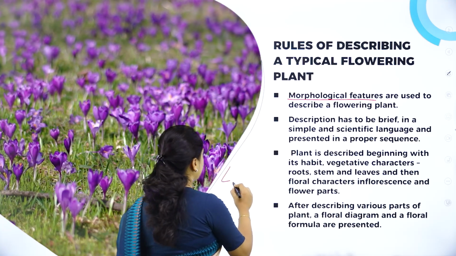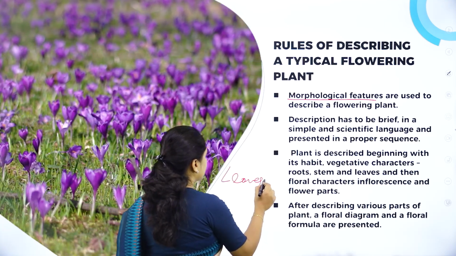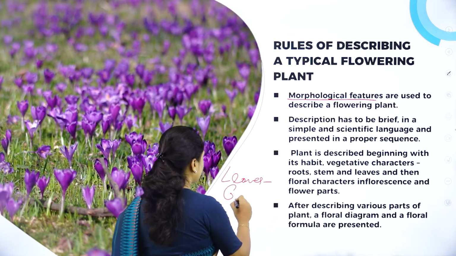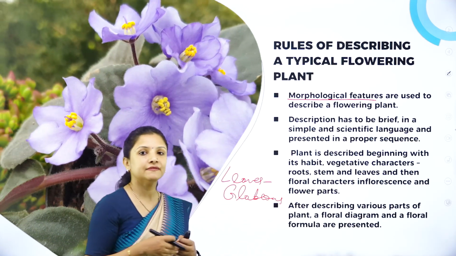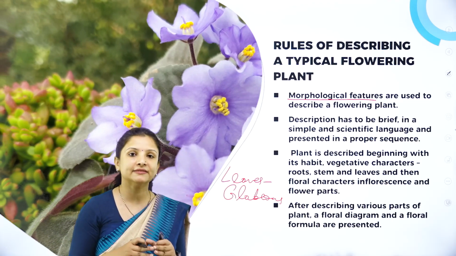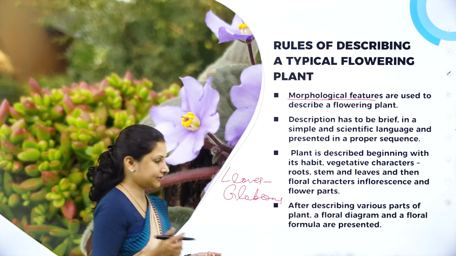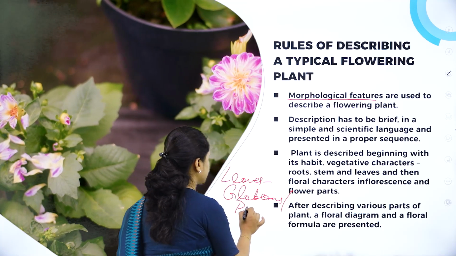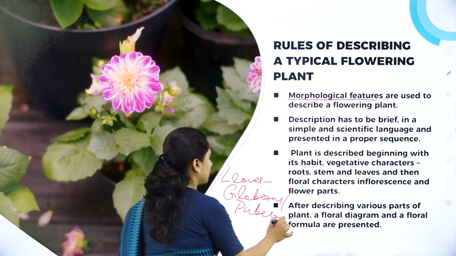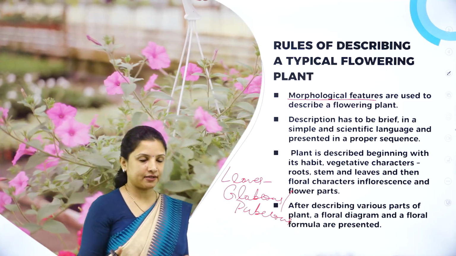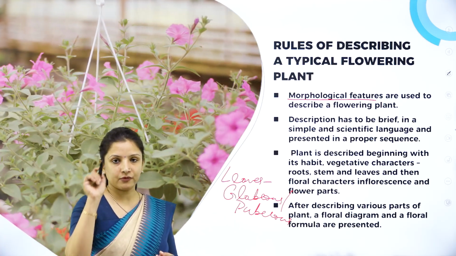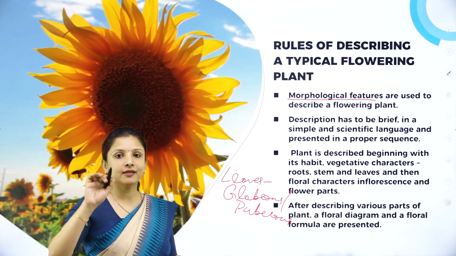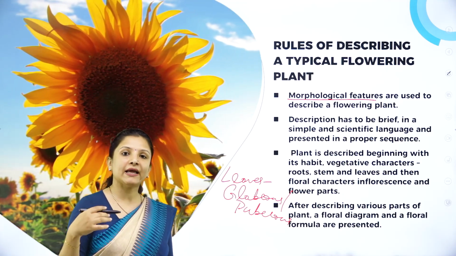Say for example, we write it like this, leaves. Then we put a hyphen and we write glabrous. So glabrous means leaves, that is, it is not hairy. Hairs are absent. If hairs are present, we write it puberous. So it means hairs are present. Where? On the leaves. Now stem. Hairs are present on the stem. We write stem, put a hyphen and there we write it's puberous, meaning hairs are present.